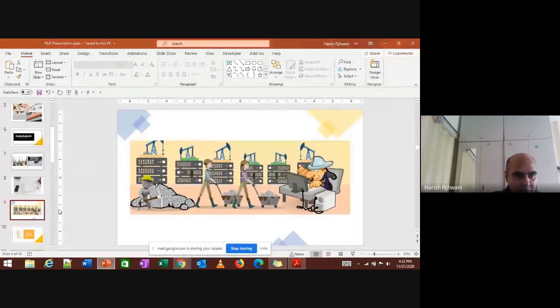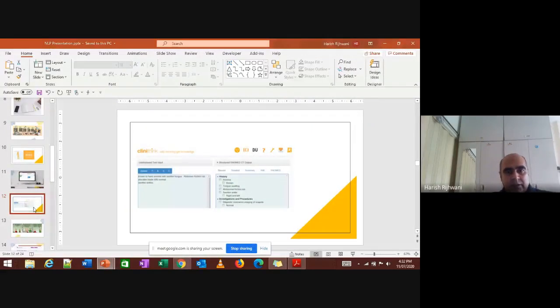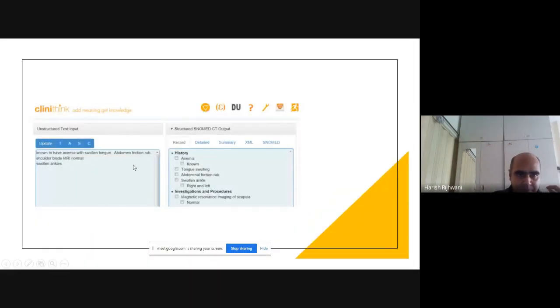So if I give you this example, I should come back to the presentation. Here, this is an output of Clinithink. It tells me it is able to identify history of that patient. Known to have anemia with swollen tongue. There is no word written over here, history. So it is automatically converting this sentence into historical information for this particular patient. Make sense?